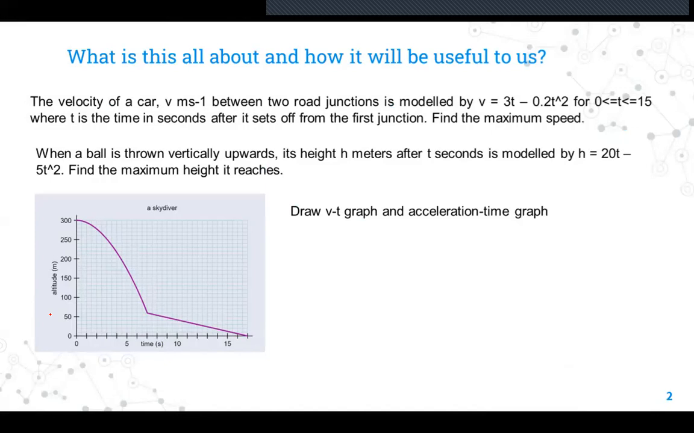The first problem states the velocity of a car between two road junctions is modeled by v equal to 3t minus 0.2 t square, where t is greater than or equal to 0 and less than or equal to 15 seconds. Find the maximum speed. So you can see that the velocity of the car is a function of time. Now, why is it a function of time?